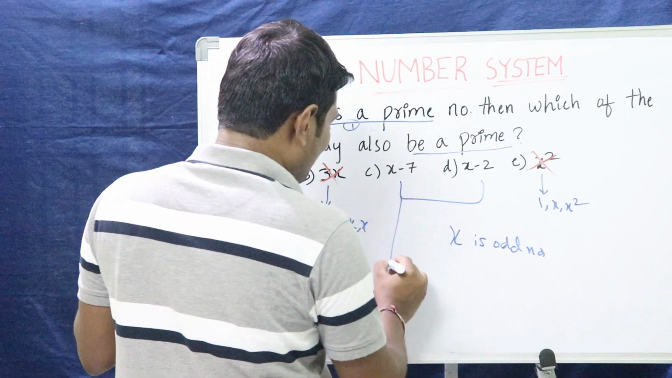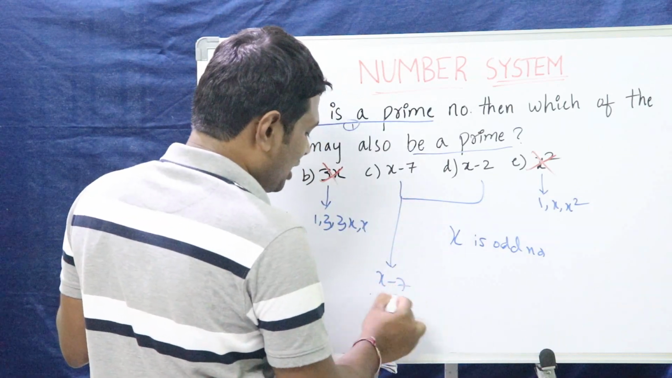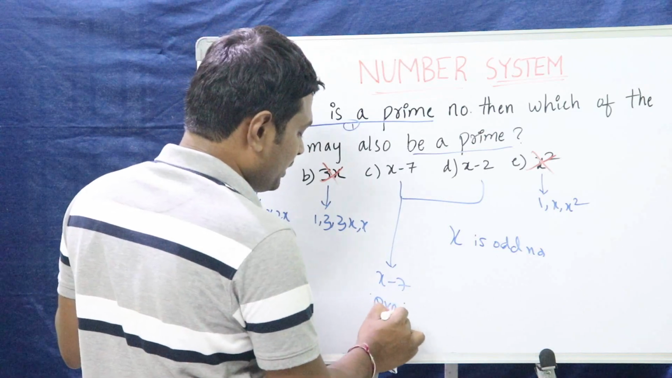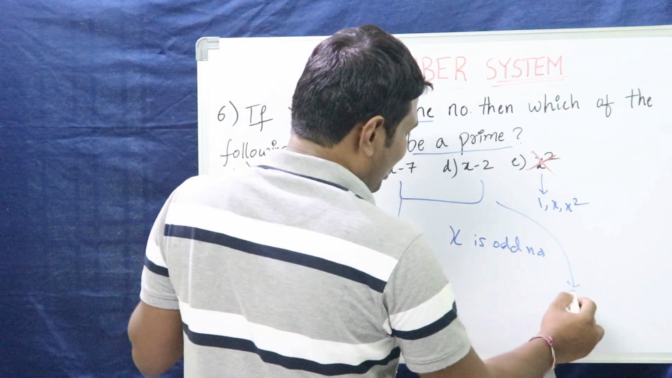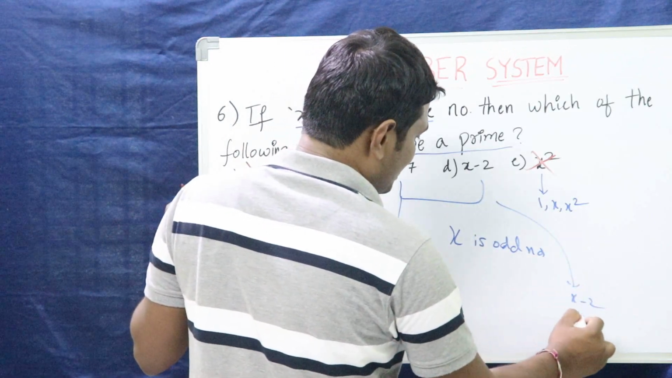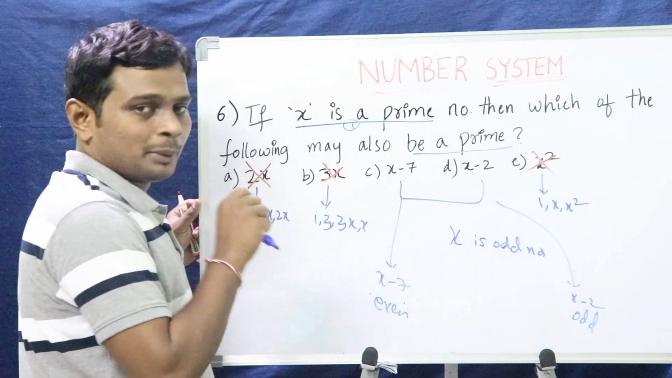If x is an odd number, what would x minus 7 be? x minus 7 would be odd minus odd, which results in an even number. Coming to x minus 2, odd minus even will result in an odd number. We know 2 is the only even prime number.